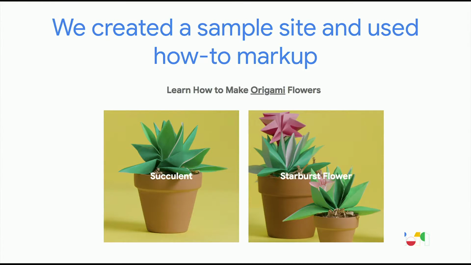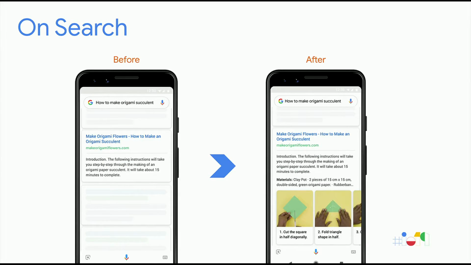Let's take How-to as an example, and let us show you how the consumer experience would look. For our demo today, we created a sample website for making origami flowers. We added 2 tutorials to our website, and other than this, all we did was use How-to markup on this website. Let's see how this transforms the appearance on Search and Assistant. Let's take Search as an example. By just adding markup on our site, appearance on Search became richer, with a preview of the tutorial with steps, along with a rich carousel of images.